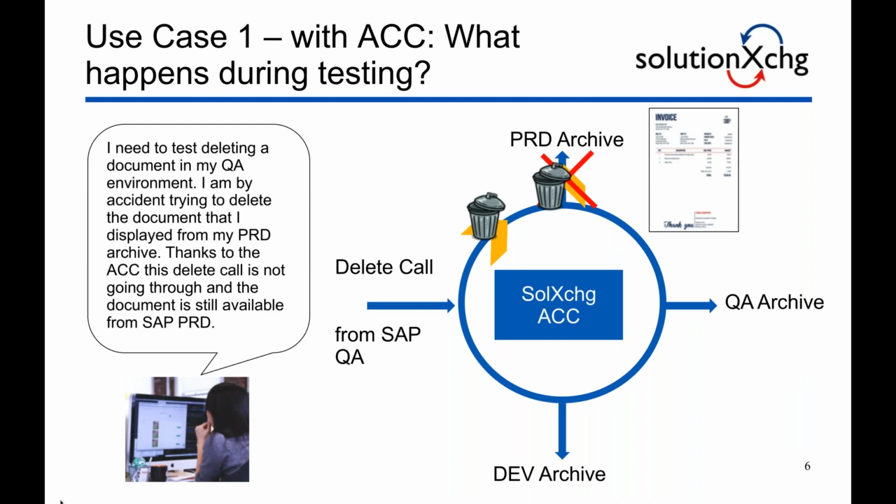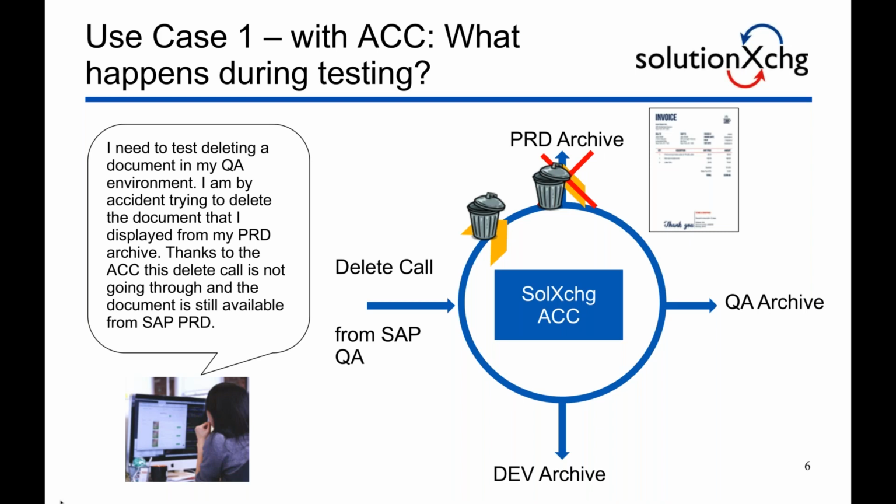And what happens if a user is trying to delete, or accidentally trying to delete, a document that is on the production archive that they're displaying from QA? Well, those delete requests will get rejected. They are not capable of deleting any of the documents that are on the production archive that are displayed from QA. So strictly read access.